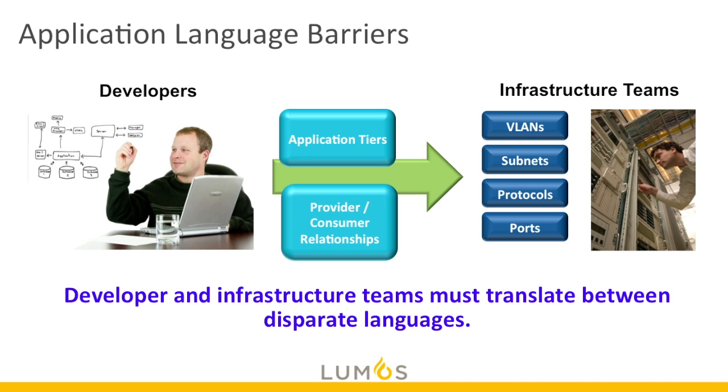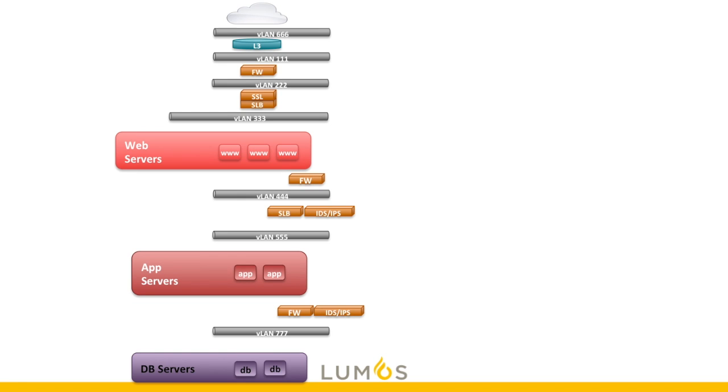So if you ask a developer what VLAN are you on, they're probably not going to know, and they don't care. But we care as network administrators. So when push comes to shove, when we need to diagnose an issue, we can run into some language barriers.